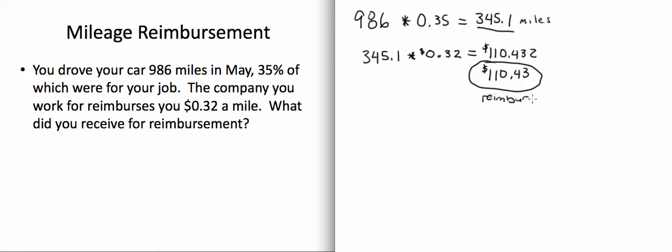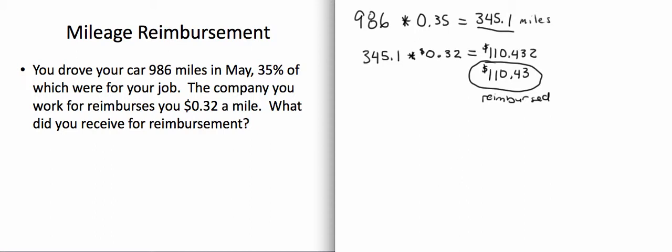So we found the number of miles by taking the number times the percentage, and then took those number of miles times the 32 cents, or the amount per mile of reimbursement, and we got our total answer.